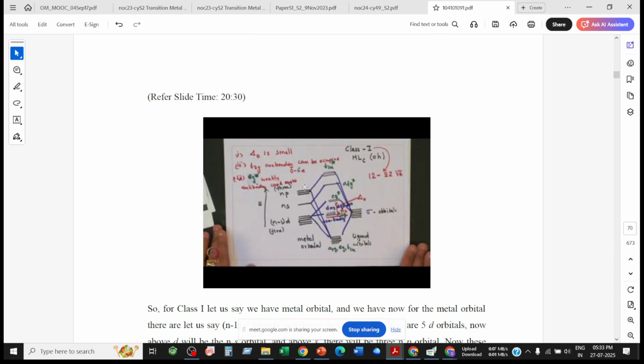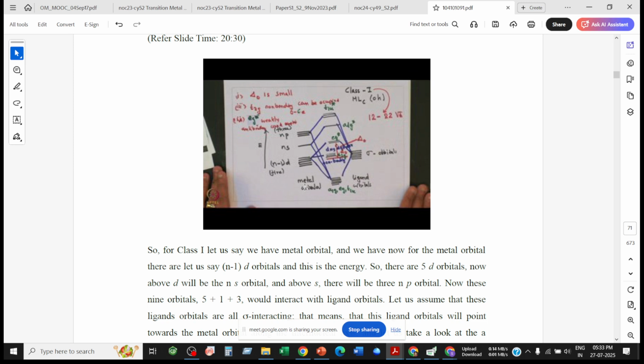Okay, here you can see that we have the d orbital. The d orbital gives the two levels. Here this is T2g, which remains as a non-bonding orbital, and the bonding one is the Eg.